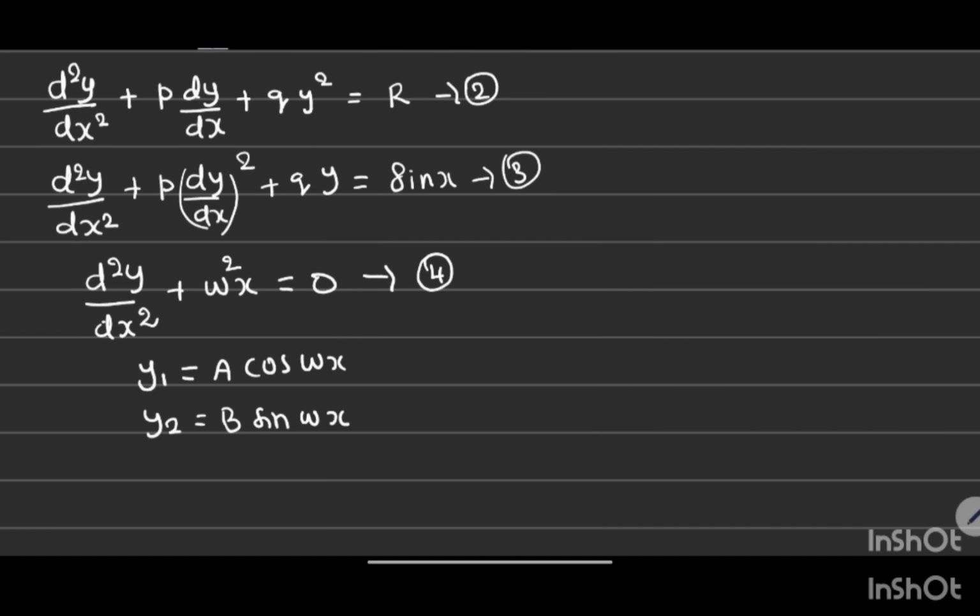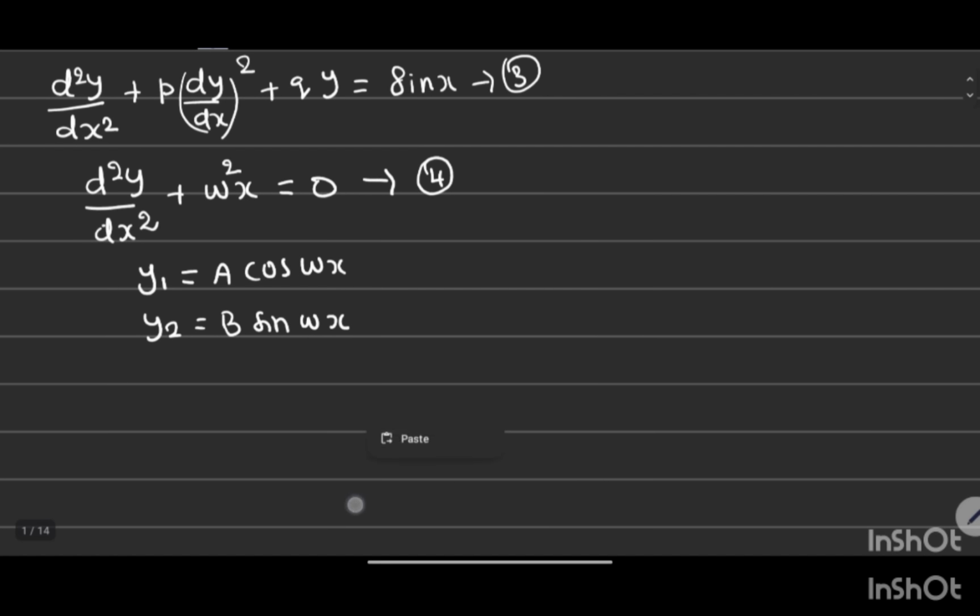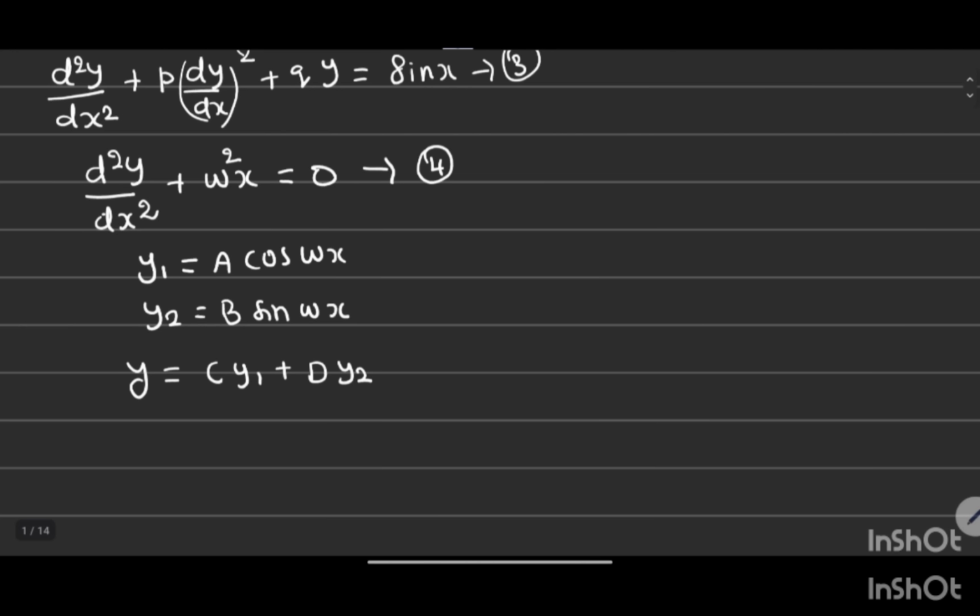And in addition to that, any linear combination of these solutions, let's say I am taking y equal to c times y1 plus d times y2, this solution also will satisfy this equation. So that is the special property it has. Any linear combination is also a solution of a linear differential equation.